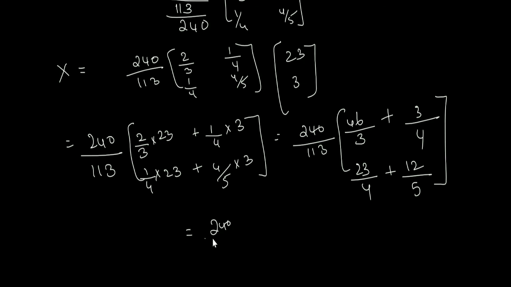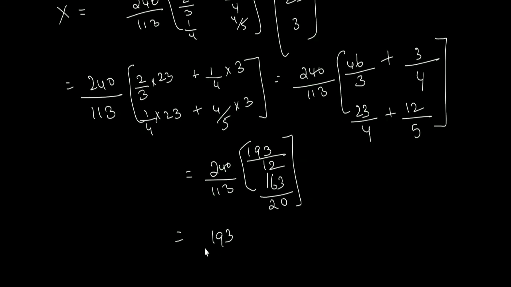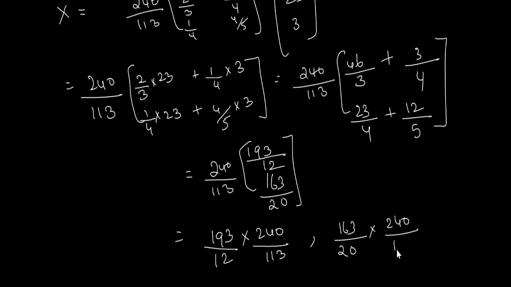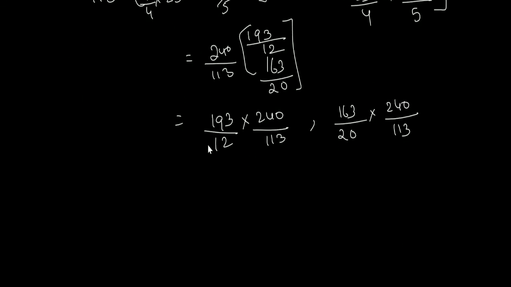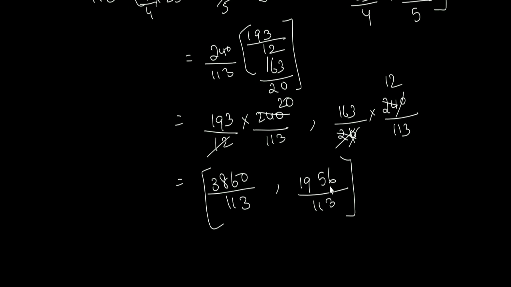240 by 113, so it is 193 by 12, 163 by 20. That is equal to 193 by 12 into 240 by 113, second one 163 by 20 into 240 by 113. That is equal to 3860 by 113, 1956 by 113, that is 34.16 and 17.31.